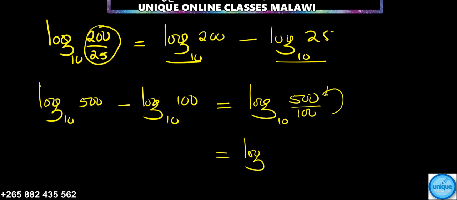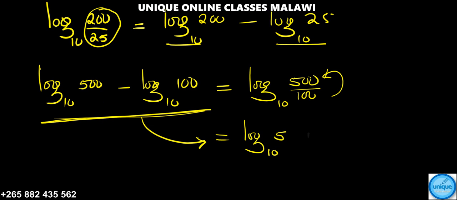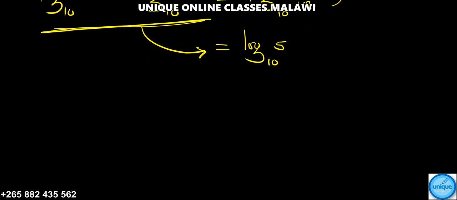100 goes into 500 five times, so here you have log of 5 base 10. So log of 500 base 10 minus log of 100 base 10 gives the same answer as writing it as log of 5 base 10. It's the same thing. Let's continue.